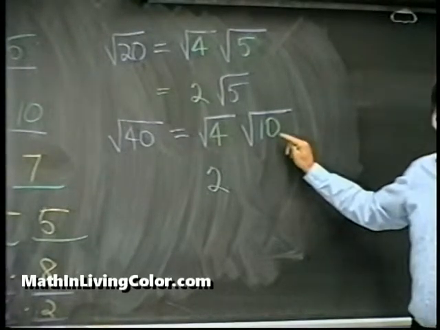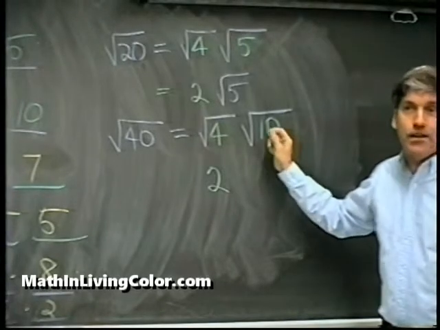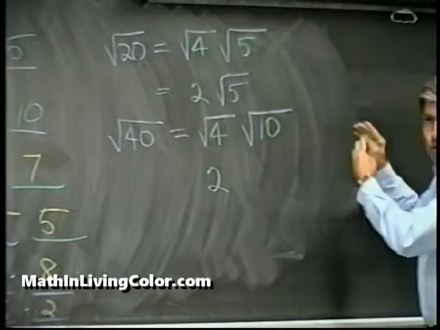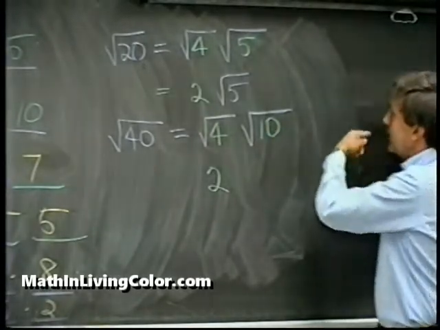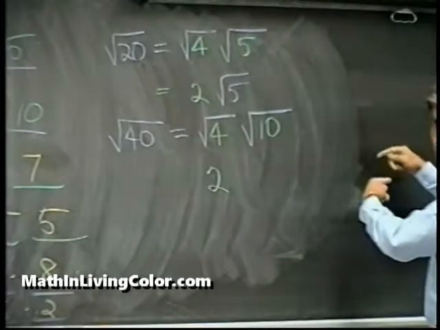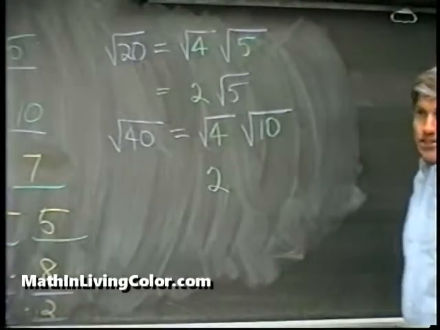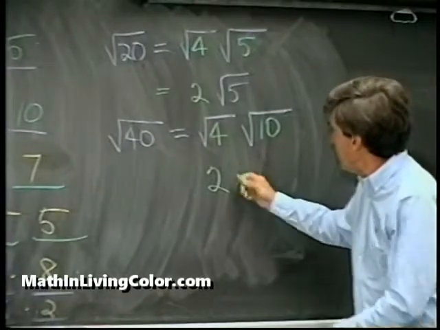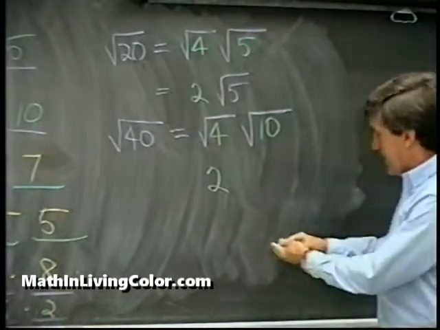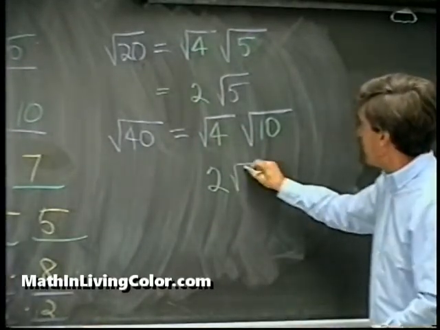You can't do it, can you? You can't do the square root of 10. There is no perfect square number that you can take times itself to get 10, is there? So in other words, the answer would be 2 and then the square root of 10.